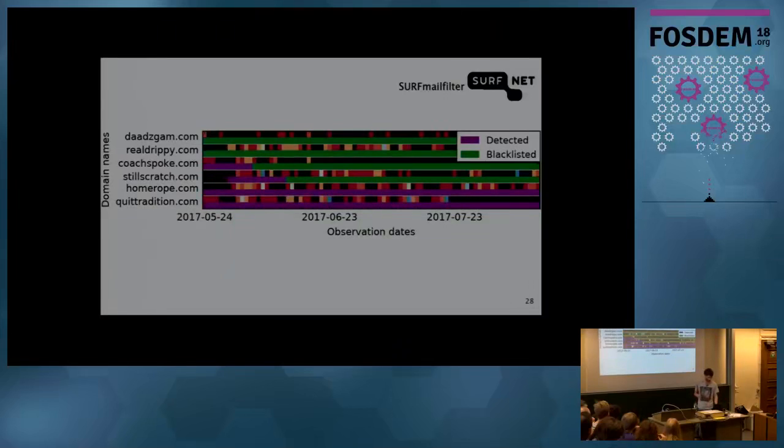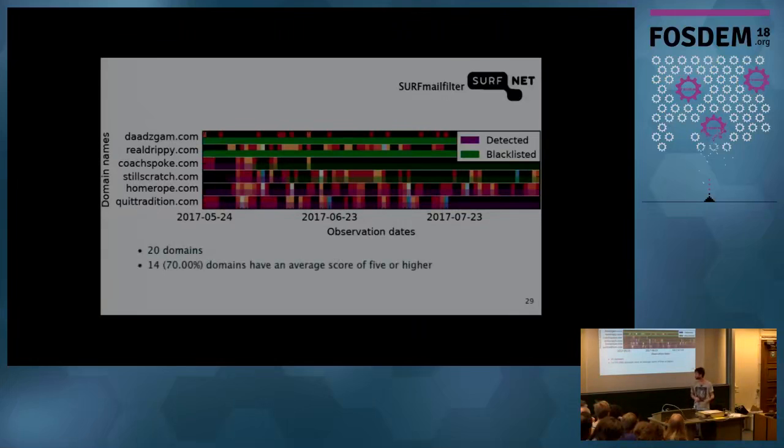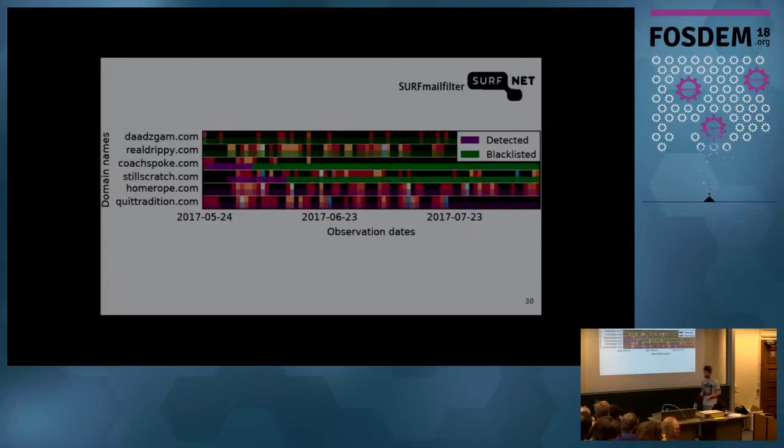Now, if we overlay the detection status, we can then again make these 3 categories that we have had before. In this first category, where the detection difference is less than 2 days, this accounts for 20 domains. 14 of them have an average score of 5 or higher, and they account for about 1,200 emails.